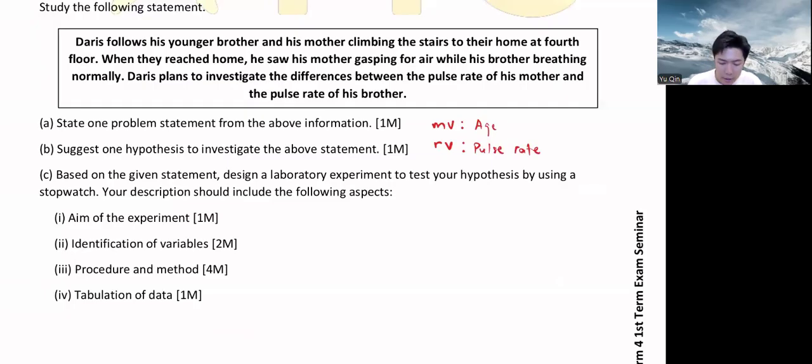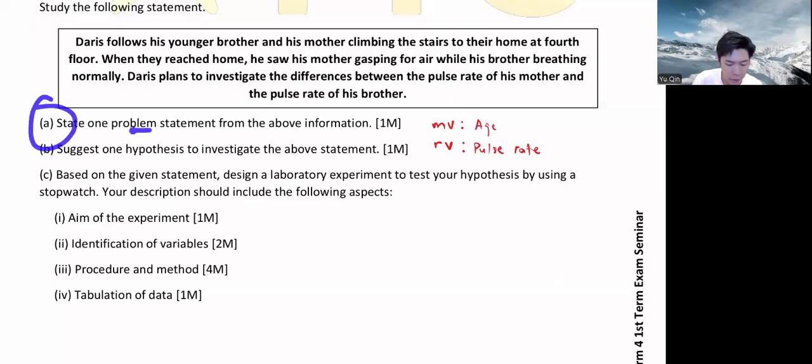Okay, these two are the most important, the backbone of the experiment. This is always your first step, everybody. No matter what experiment, this is your priority, which is to get your manipulated variable and responding variable. Okay, you good? So after that, let's get into it.